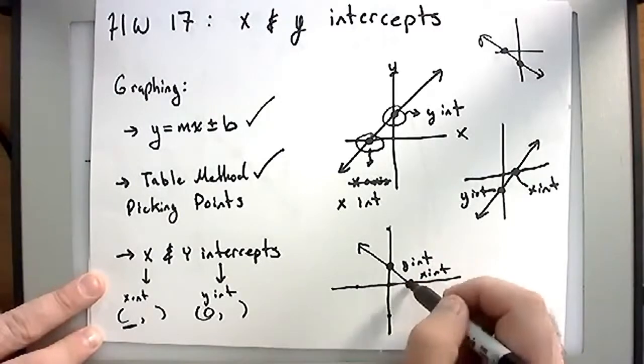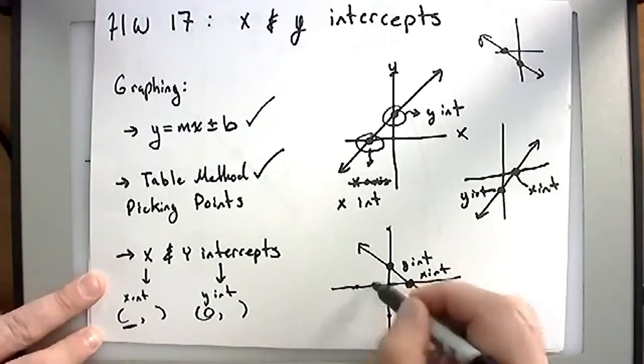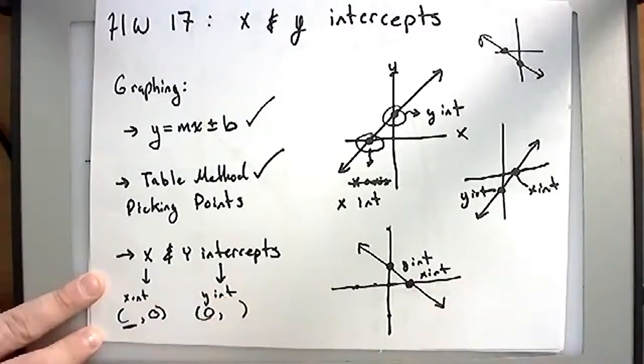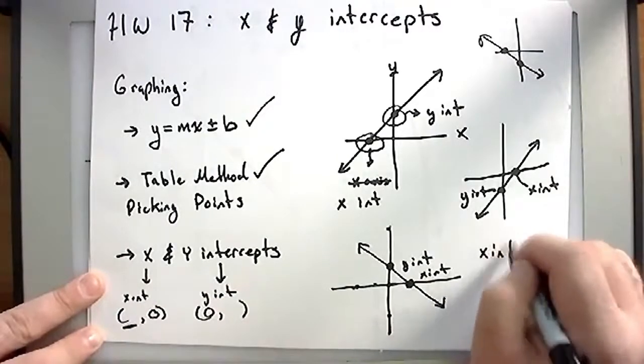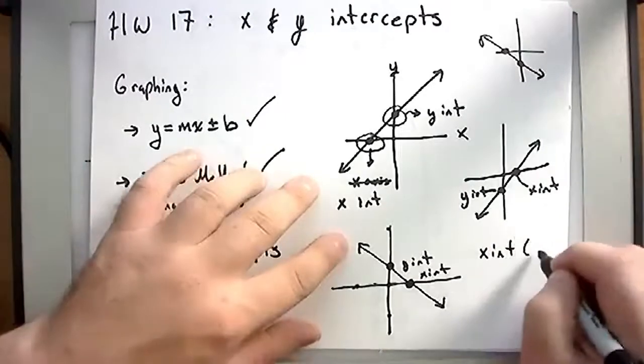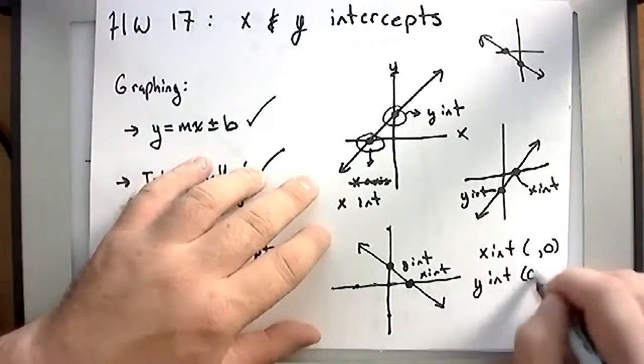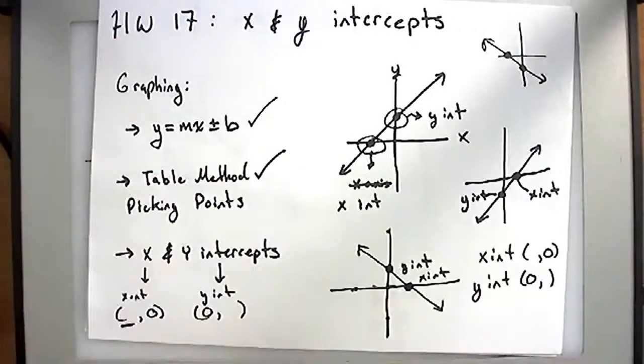If I go to the right, has the y value changed? No. So wouldn't you agree? If you're here, here, here, here, anywhere on this line, the y value will be 0. So that's really the point here, y'all, and this is important. The x-intercept has a y value of 0, and the y-intercept has an x value of 0.